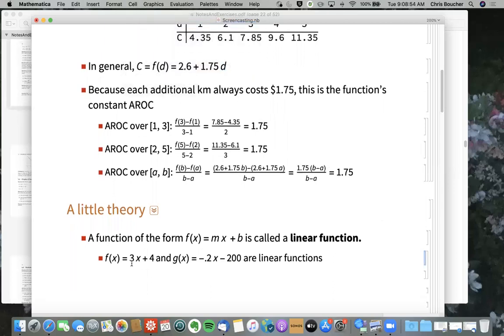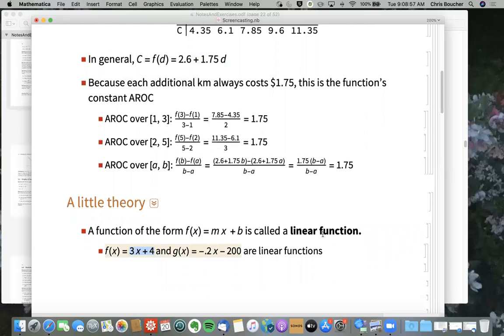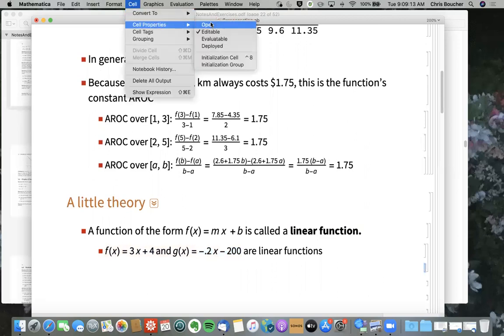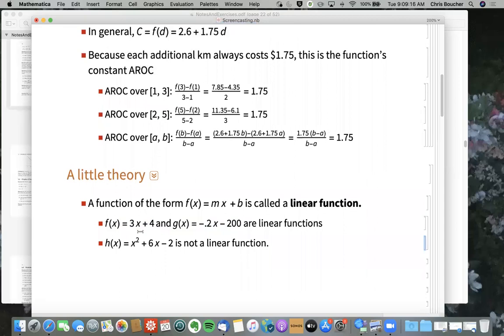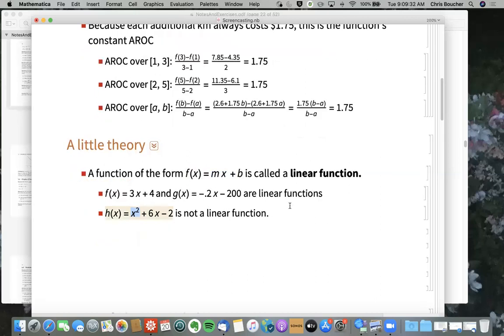So here are two examples, right? So f of x equals 3x plus 4. The m value is 3. The b value is 4. G of x is negative 0.2x minus 200. The m value is minus 0.2. The b value is minus 200. Those are both examples of linear functions. And here is a function that is not a linear function because it doesn't have this very specific form. Right? The output has to be computed by a number times input plus another number. Nothing else is allowed, right? So no x squareds, no roots or denominators or anything crazy like that.